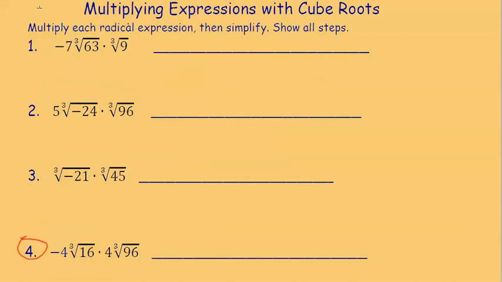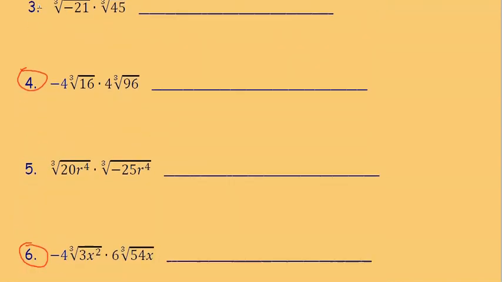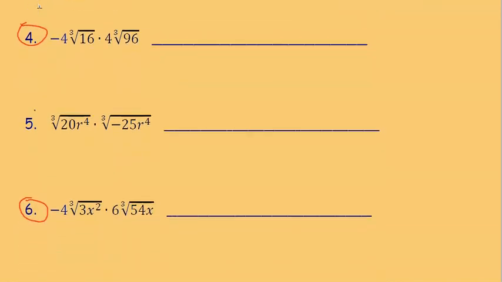Page 32. Multiplied expressions with cube roots. Multiply each radical expression, then simplify. Show all steps. Let's look at number 4. We have negative 4 times the cube root of 16 times 4 times the cube root of 96.